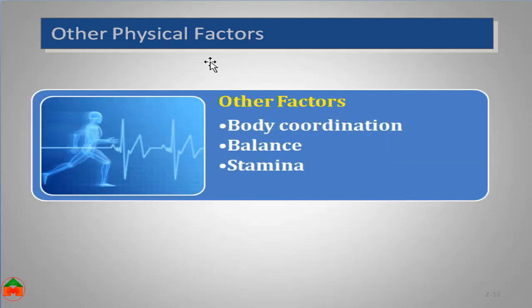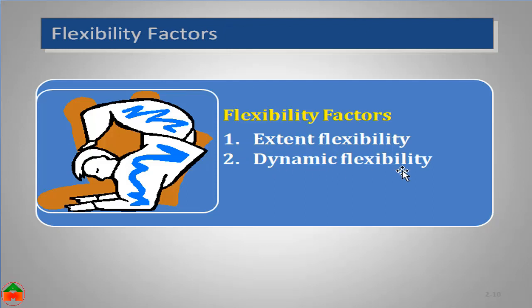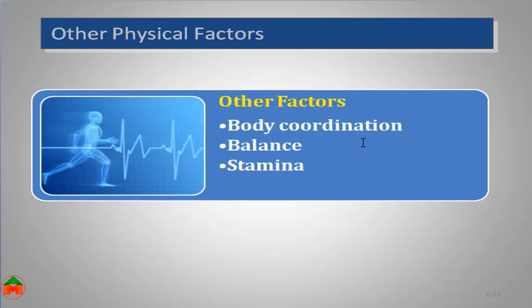Considering the other factors of physical abilities, we can see body coordination, balance, and stamina. So these are the 9 factors of physical abilities. To repeat, the 9 basic physical abilities are dynamic strength, trunk strength, static strength, explosive strength, extent flexibility, dynamic flexibility, body coordination, balance, and stamina.